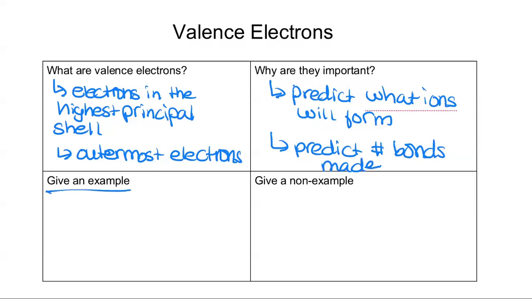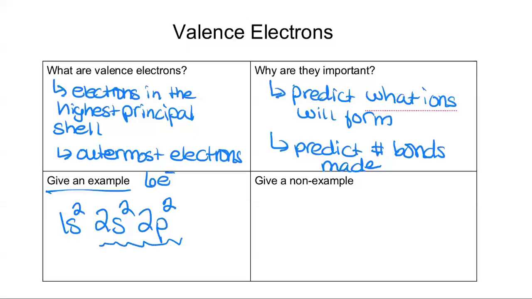Give an example. Okay, I don't feel like drawing, so I'm just going to write out the electron configuration for carbon, my favorite element. 1s2. Do you have a favorite element? If you don't, you should. So carbon has 6 electrons. I drew out the electron configuration for it. My outermost principal shell is my 2, right? So my 2 is my outermost principal shell.